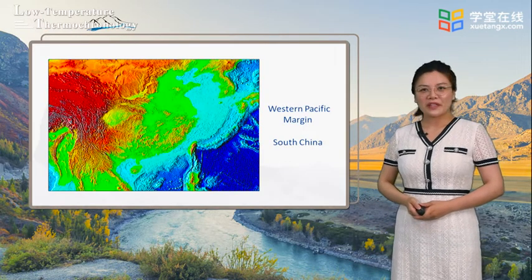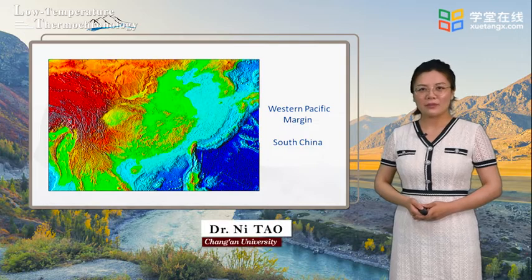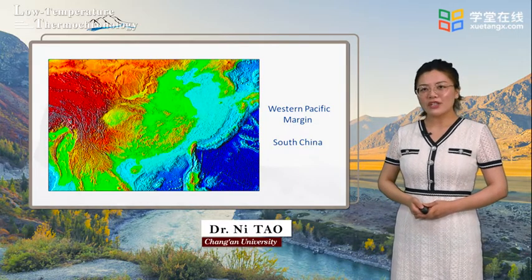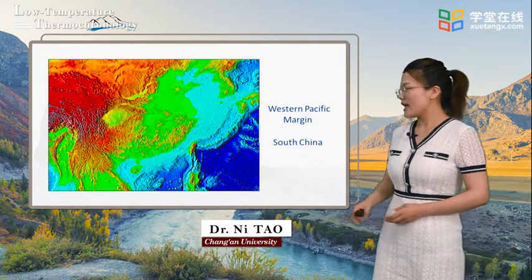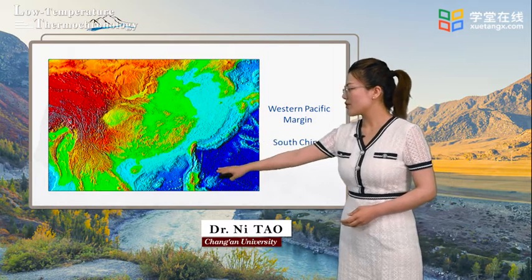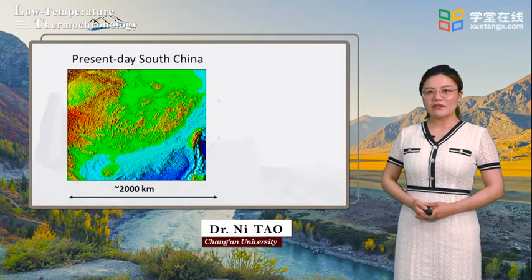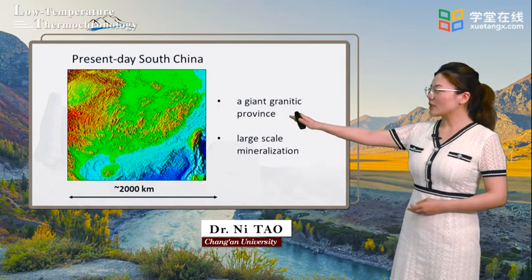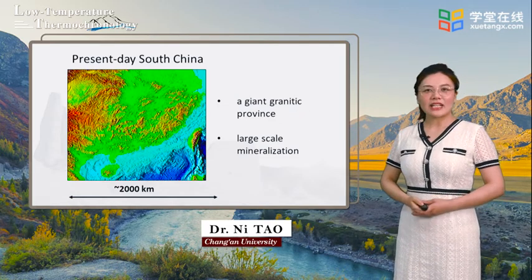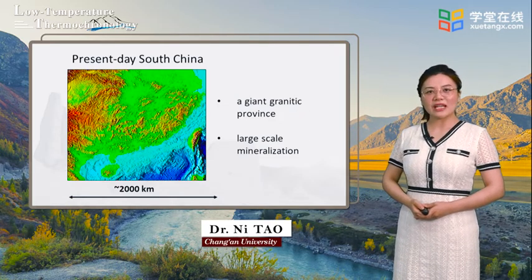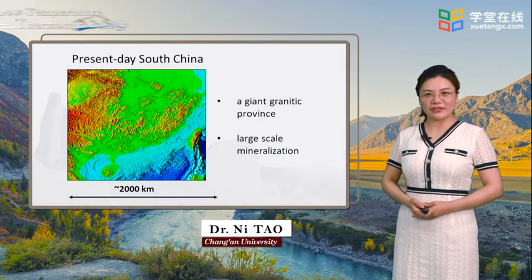This very beautiful figure is a digital elevation map. We can see that the location of South China in the present day is along the West Pacific margin. South China in the Mesozoic was evolving to a giant granitic province that is in close relation with the eventual large-scale mineralization in this region.